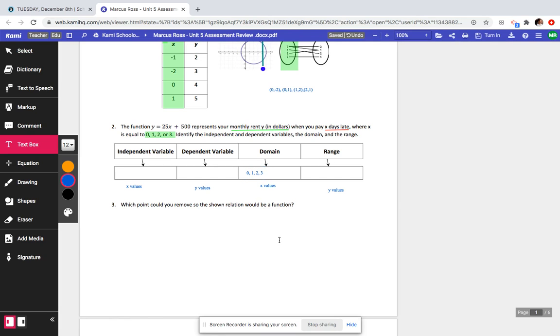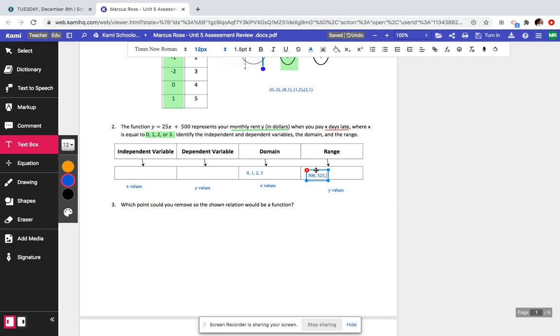We can also now figure out our range because we have this equation right here. y equals 25x plus 500. Well, if x is 0, 1, 2, and 3, we can replace x with 0, 1, 2, and 3 and solve. So our first y would be 0 times 25 is 0 plus 500. So our first y is 500. Our second y, we're going to plug in 1. 25 times 1 is 25 plus 500 is 525.